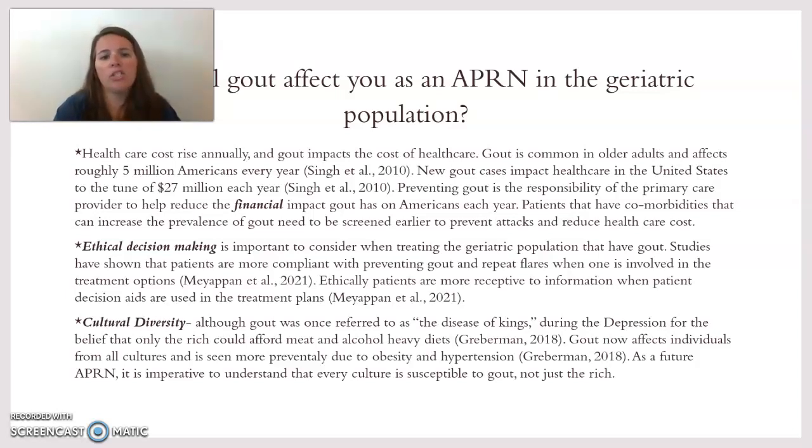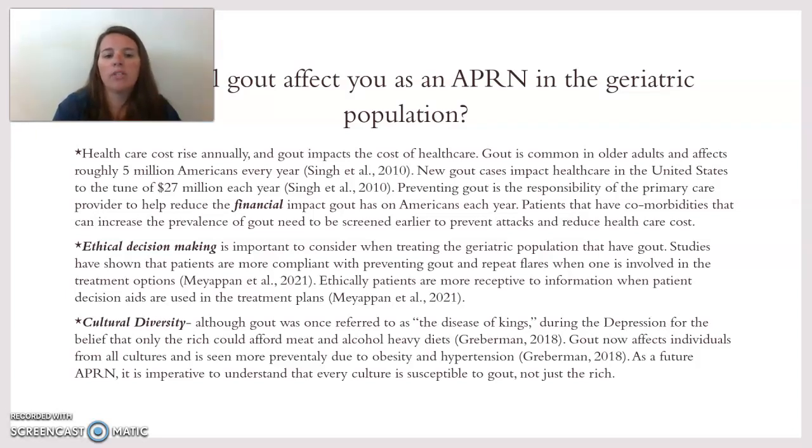With ethical decision making, it's important to consider the geriatric population because they will present with gout more often. Studies have shown that when people are compliant with medications and preventing gout, that repeat flare-ups typically do not occur.